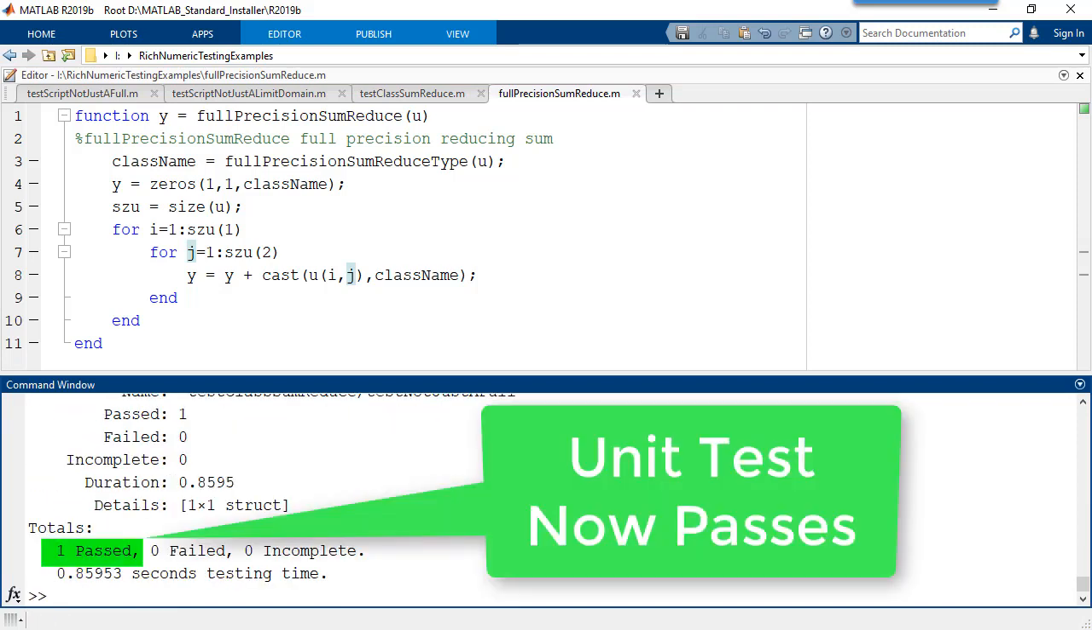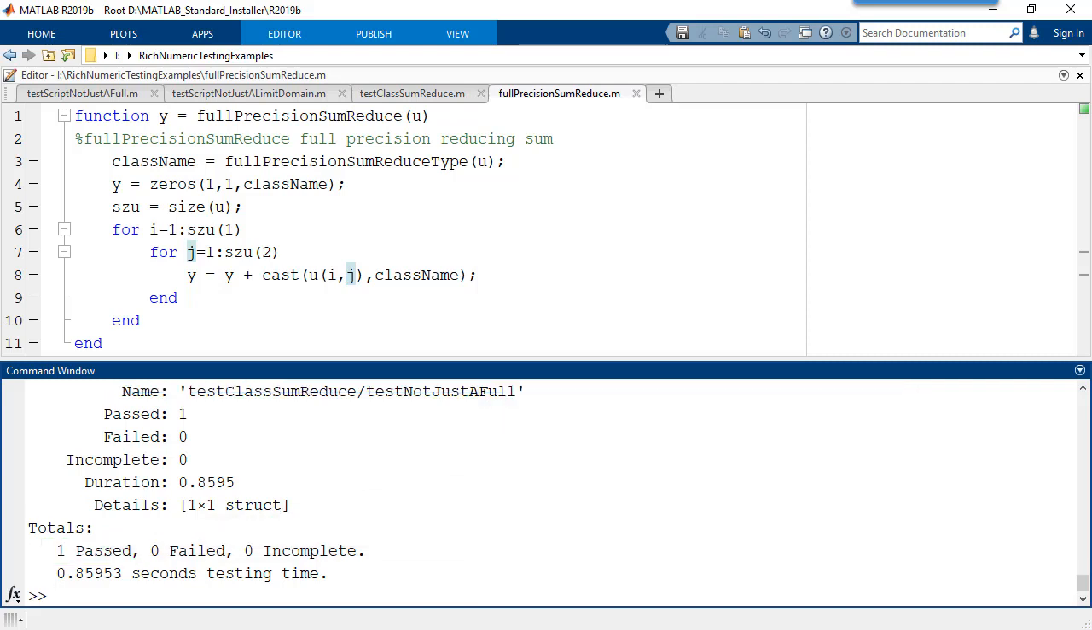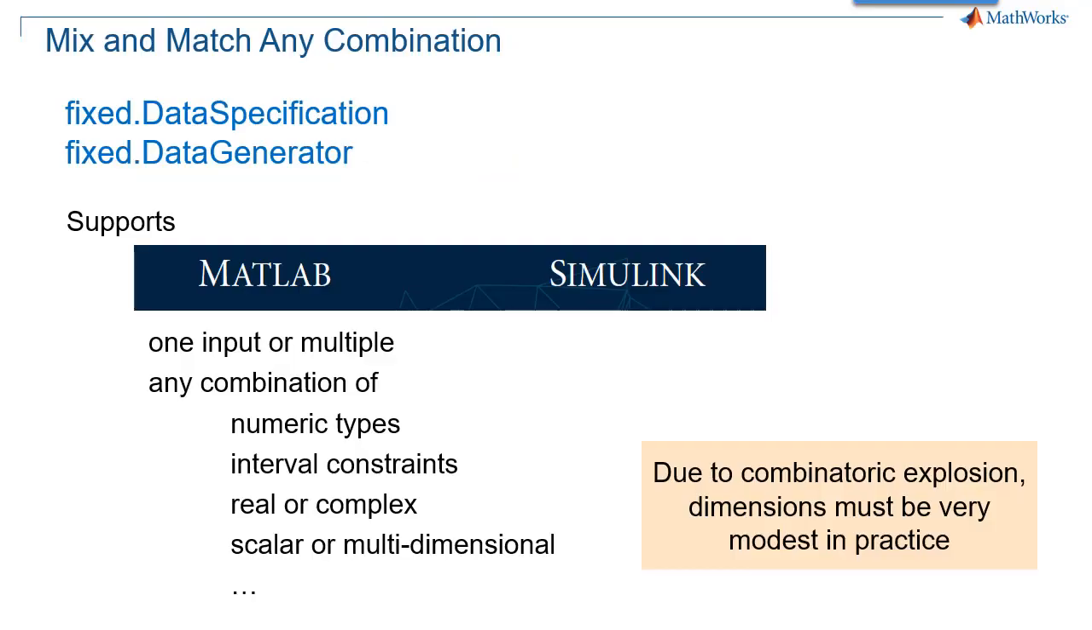We see that the regression test is now passing. One of data generator's strengths is providing rich combinations across inputs and dimensions. These rich combinations are great at exposing indexing flaws. Data generator is designed to be fully flexible and supports just about any input combination. But combinatoric explosion can easily get out of hand, so the dimensions and number of inputs must be kept modest in practice.